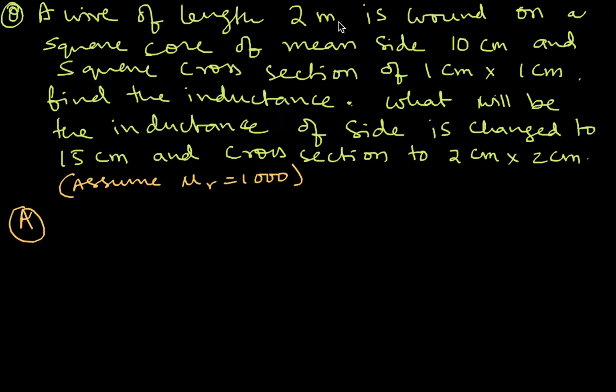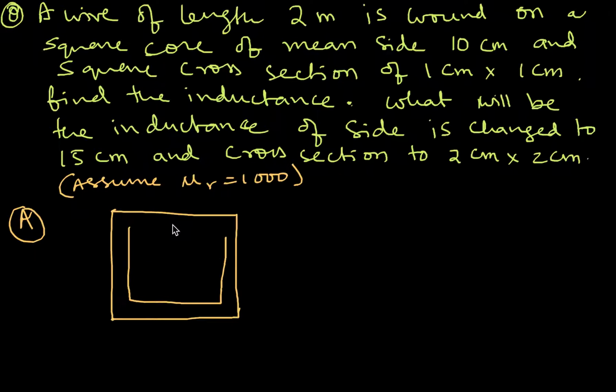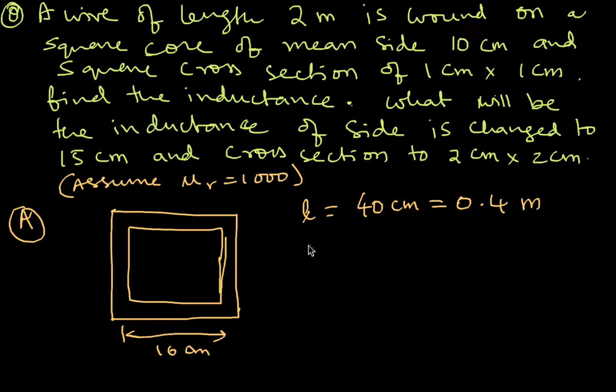A wire of length 2 meters is wound on a square core of mean side 10 centimeters and square cross section of 1 centimeter by 1 centimeter. So there is a square core. Let me draw the square core. This square has a mean side of 10 centimeters. So what is the length of the core? 10 plus 10 plus 10 plus 10 would be 40 centimeters or 0.4 meters.